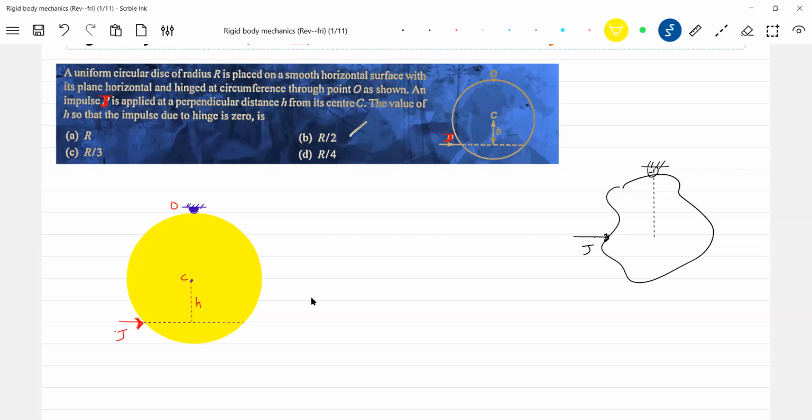This is something very important for machines. In machines, we have many moving parts which come in contact with each other, and these parts are suspended about one point. If there is an impulsive reaction at the pivot, that particular part will get damaged very easily. So I should apply the impulse at such a point that the impulsive reaction at the pivot is zero. That distance, from the point of suspension to the point where impulse is applied so that impulsive reaction is zero, is called the center of percussion.